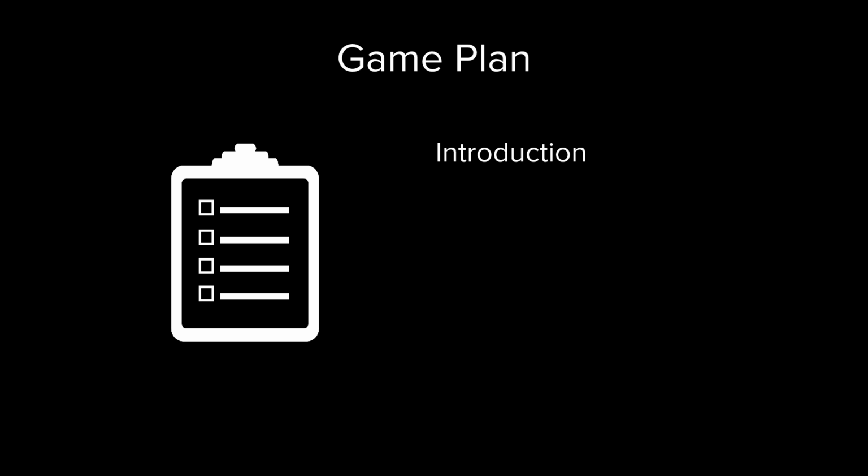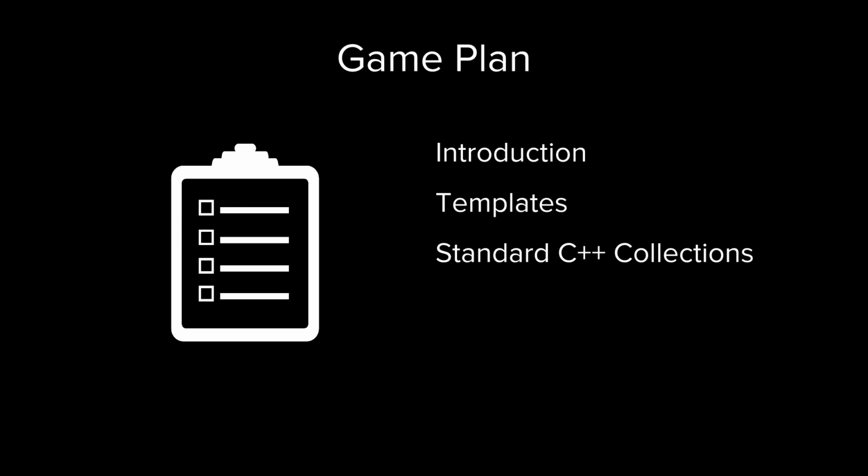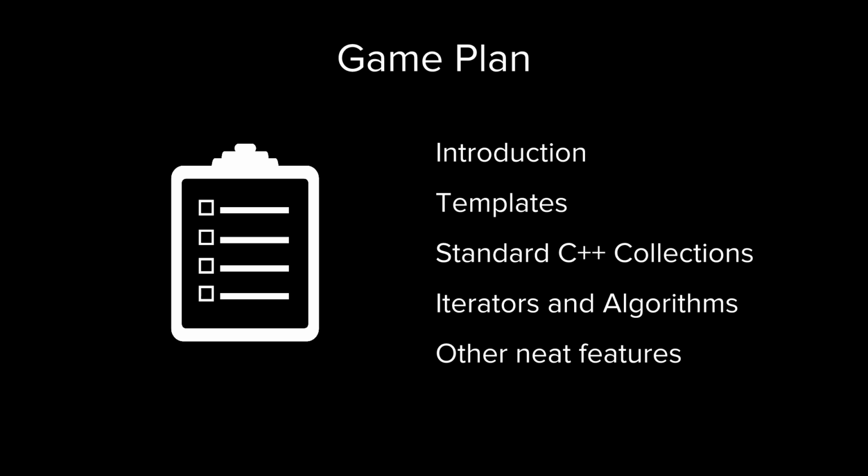So the game plan for today: we're going to start with a quick introduction on what we're doing today, and then we're going to dive right into some advanced C++ features like templates. We're going to talk about the standard C++ collections, which are the analogs of vector, map, and set in actual C++. Then we're going to talk about iterators and algorithms, and some other neat features if we get time. And then we're going to look at actual C++ code in the wild. We're going to find some interesting repository and look at how that code looks and if we can parse it in any way.